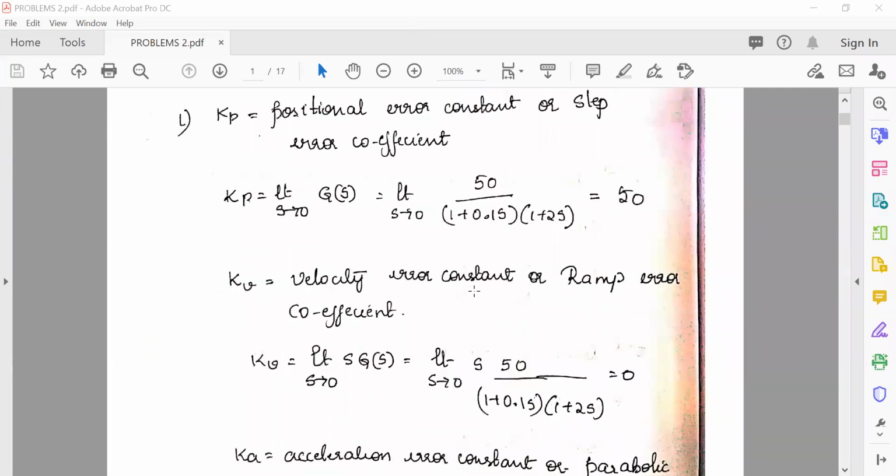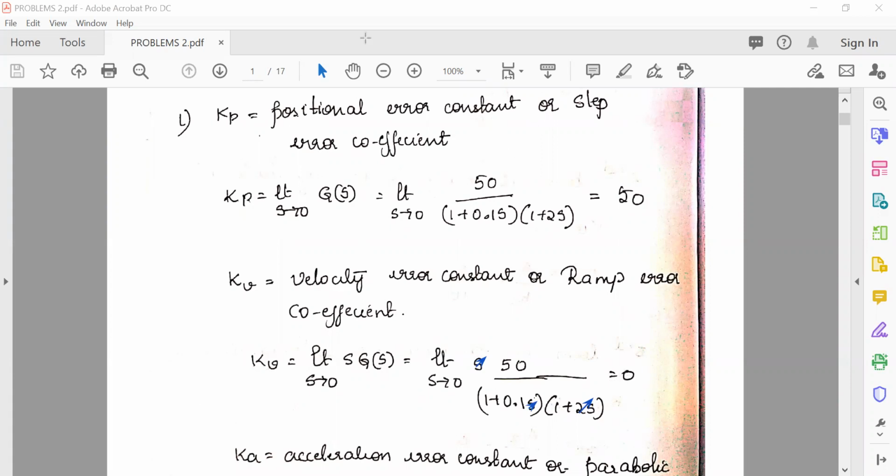Next, coming to the velocity error coefficient or the ramp error coefficient. That is nothing but the limit as s tends to 0 of s into g of s. So it is s into 50 divided by the denominator. Anyway, when s goes to 0, this is 0, this is 0, so this is also 0. So this expression will be equal to 0.